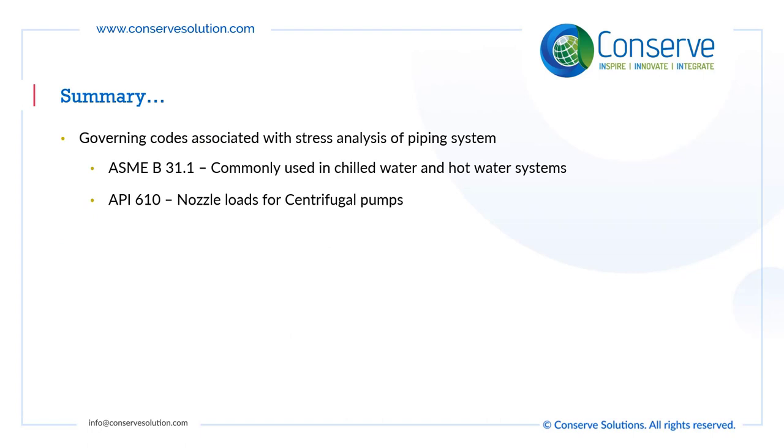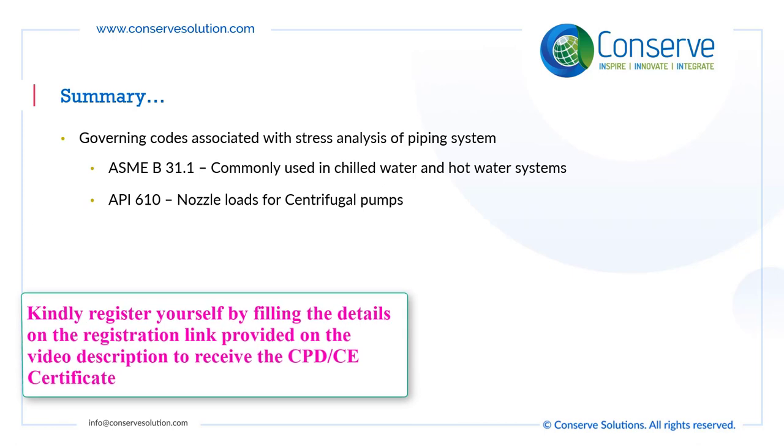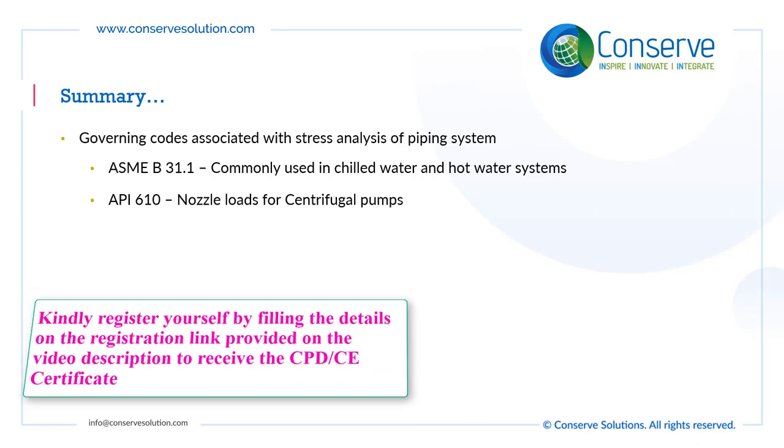Finally, we discussed various codes associated with piping. We discussed ASME B31.1, B31.3, and B31.9. And we concluded why ASME B31.1 is the most relevant code to refer to for chilled water systems or hot water systems. Even though the code is named power piping, ASME B31.1 is commonly used for chilled water systems and hot water systems. And then in the case study, the pipe network is connected to a centrifugal pump, in which case we have to refer to API 610, which gives the limits for the nozzle loads.